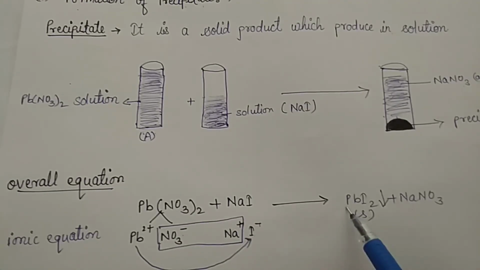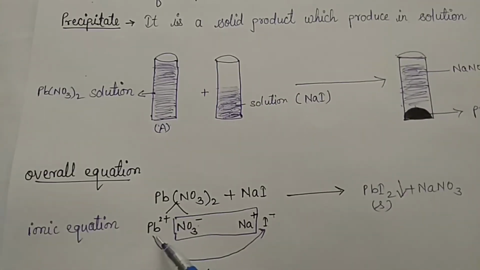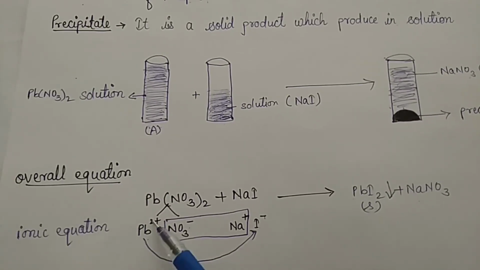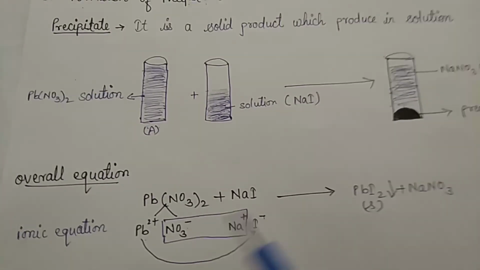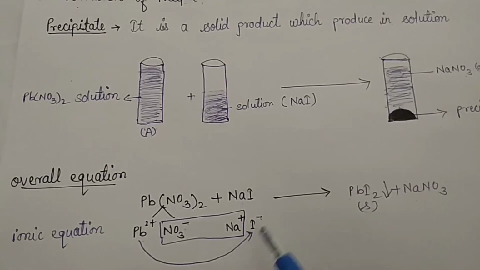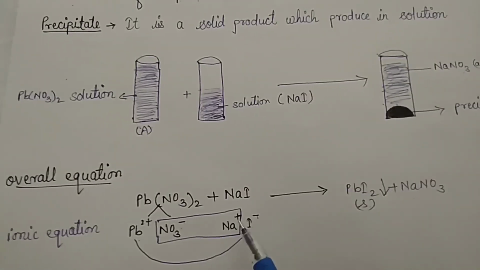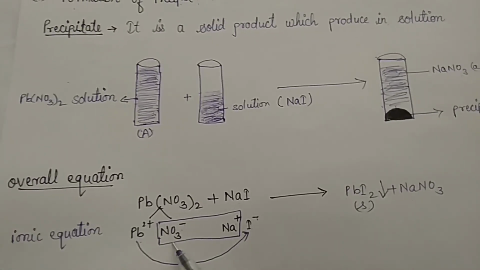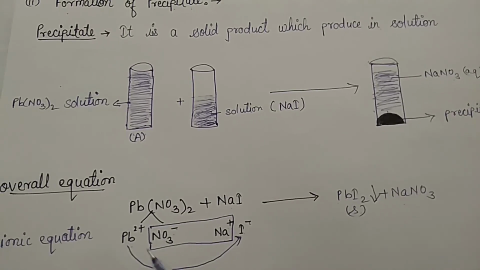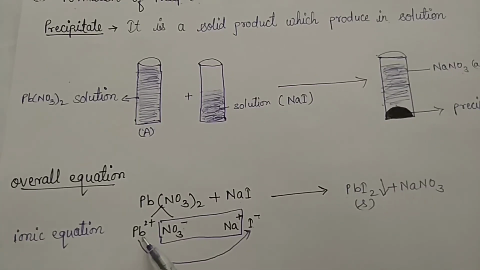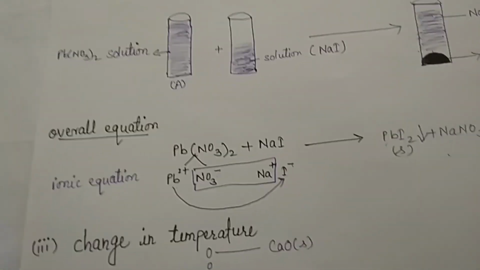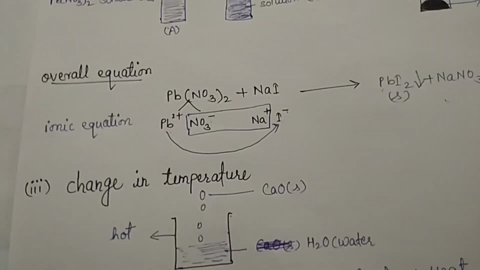lead iodide, a solid product. So lead nitrate is the combination of Pb 2+ and NO3-. Sodium iodide is the combination of Na+ and I-. Here positive charge attracts negative charge and it forms sodium nitrate solution, and there is an insoluble solid product, PbI2. Clear, children? Now third observation is change in temperature.